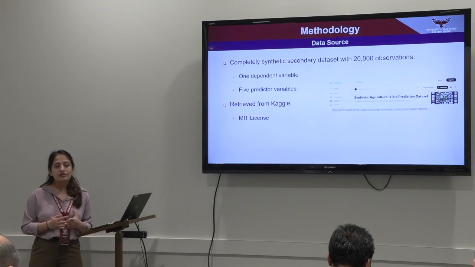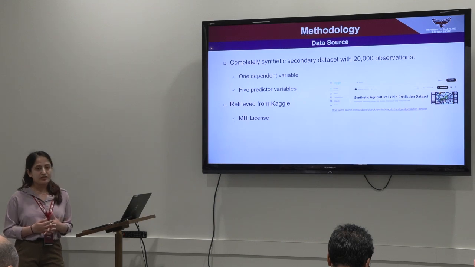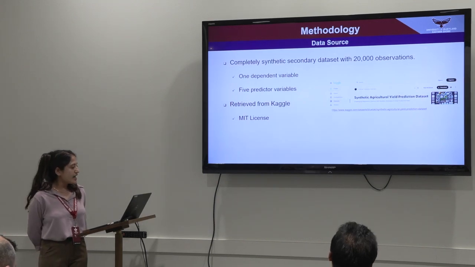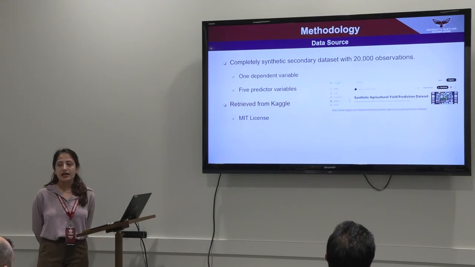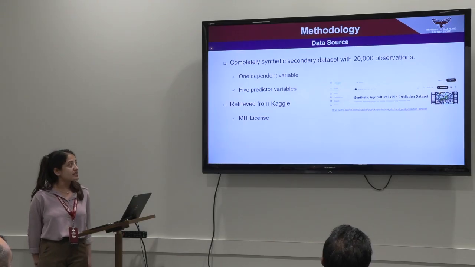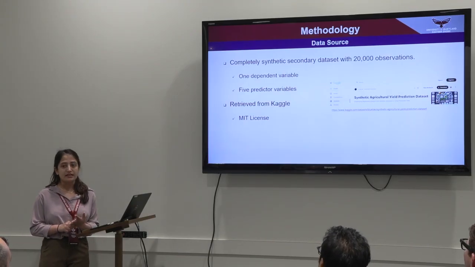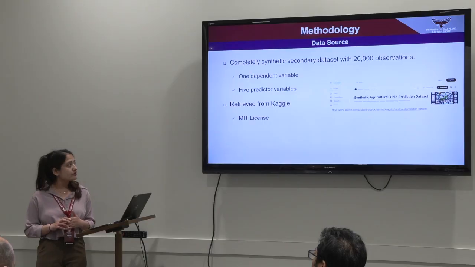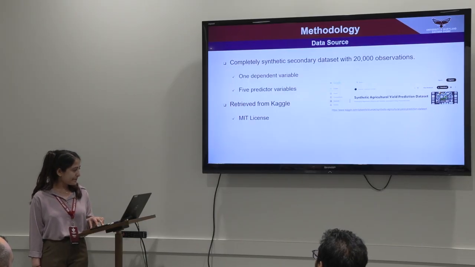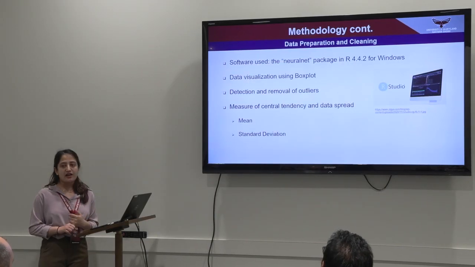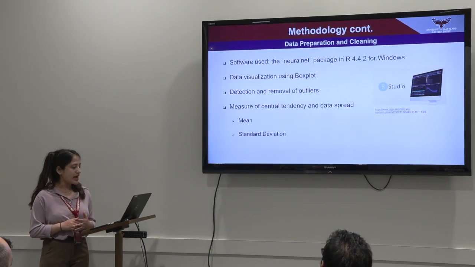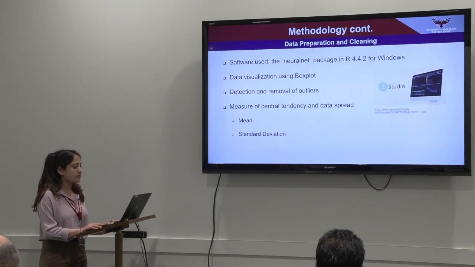For our data, we used a completely synthetic data set which we retrieved from Kaggle, which was licensed under MIT. It contained 20,000 data observations with one dependent variable, which was yield, and 5 predictor variables, which were soil quality, fertilizer, number of sunny days, irrigation, rainfall, etc. We used R version 4.4.2 for Windows for our data analysis and used the neural network package.